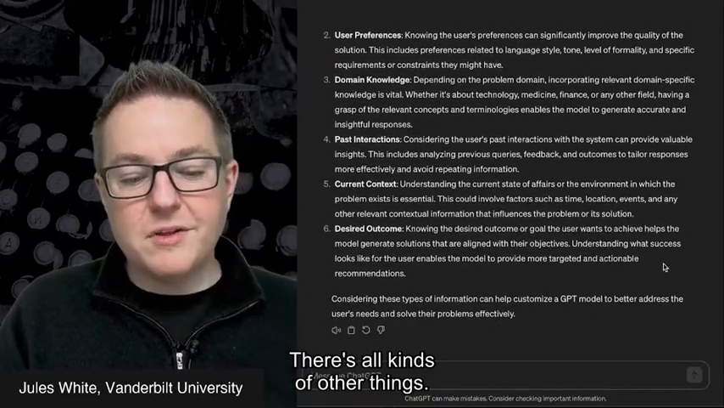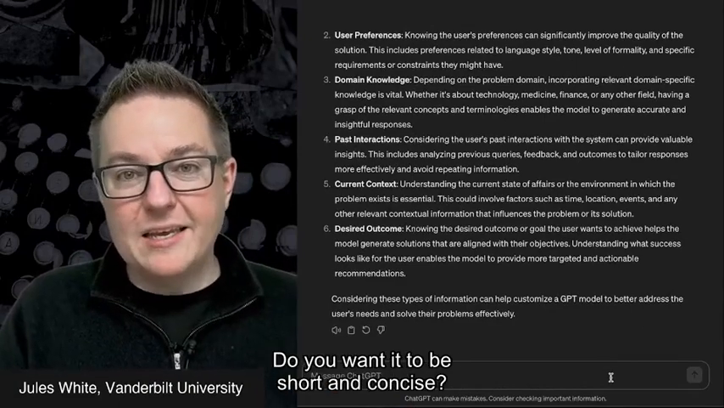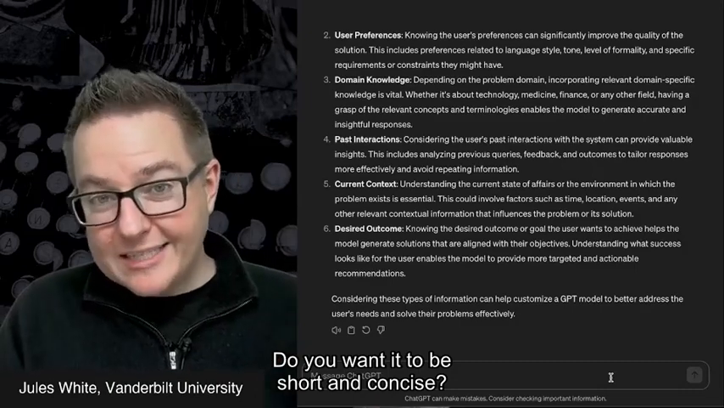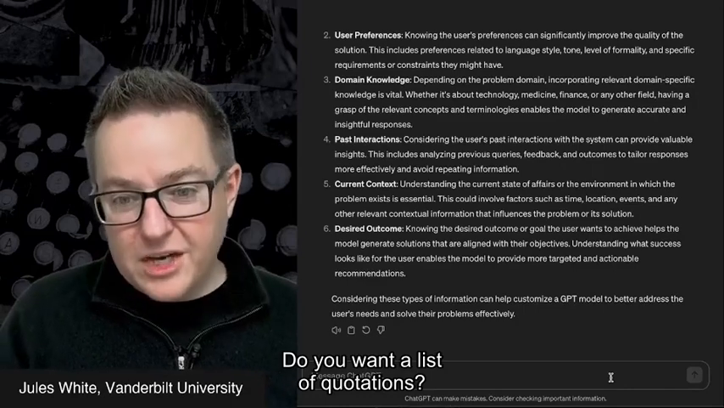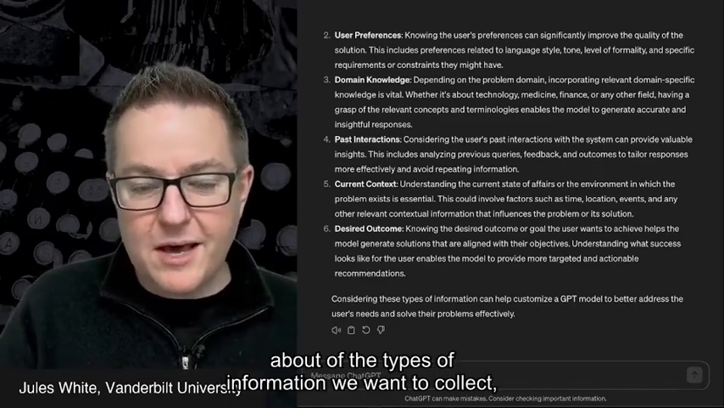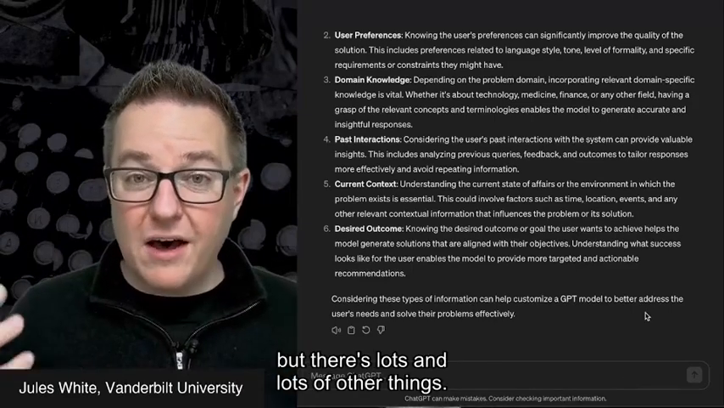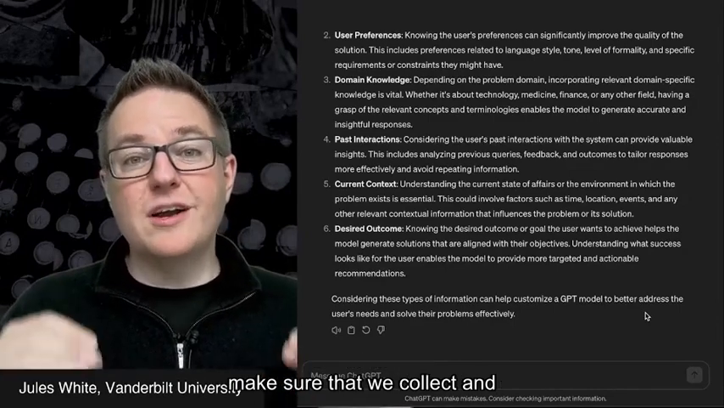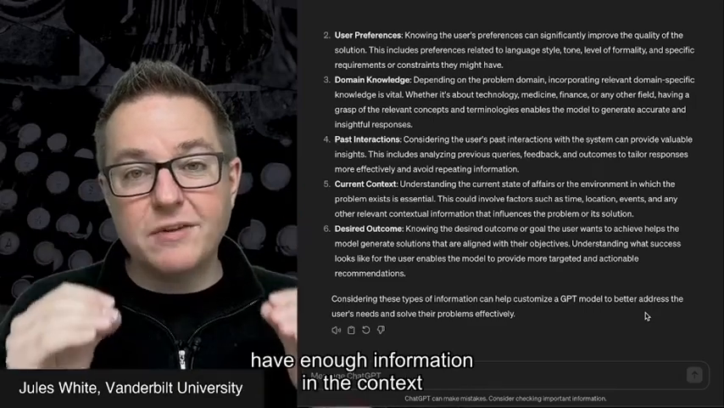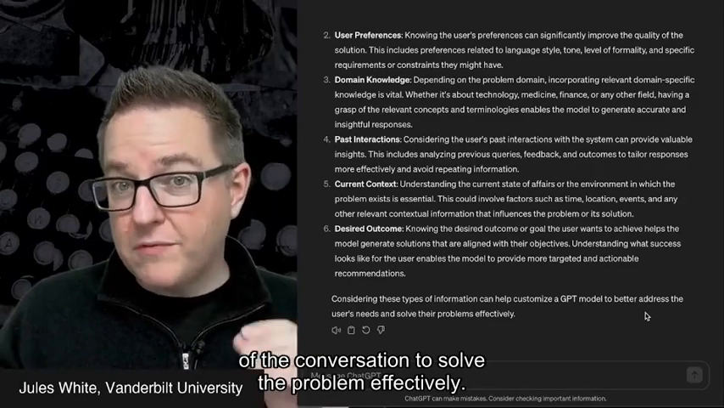There's all kinds of other things. Another one is the desired outcome. What do you want the answer to be like? Do you want it to be short and concise? Do you want it to be verbose? Do you want a list of quotations? So all of these things are important to think about of the types of information we want to collect, but there's lots and lots of other things. But the critical thing is we need to make sure that we collect and have enough information in the context of the conversation to solve the problem effectively.